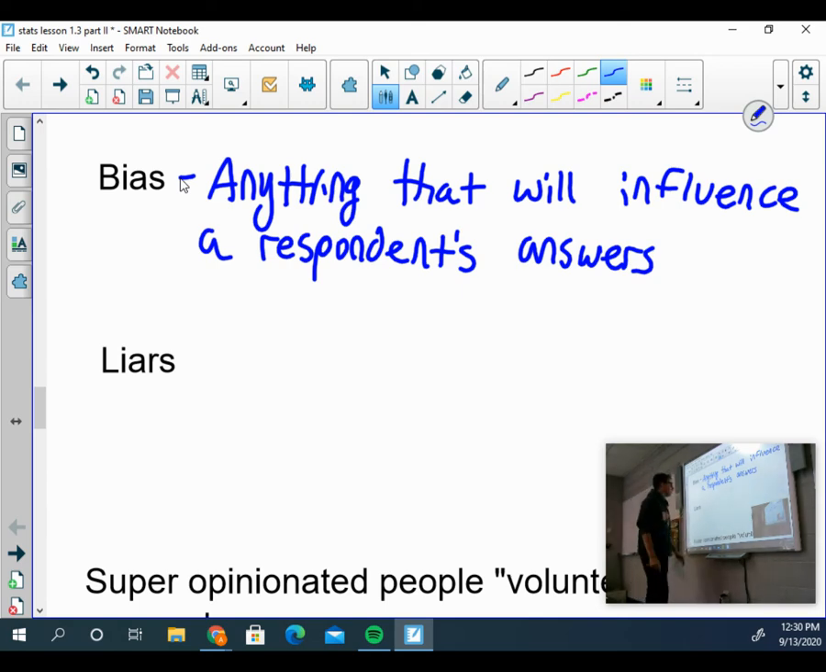Liars. I don't really need a definition here. People lie on surveys for various reasons. They could be biased about something. They could be guilty. They could not want to tell the truth. If I know I'm going to get in trouble for something, I might not tell the truth on a survey, right? What's a good example here?